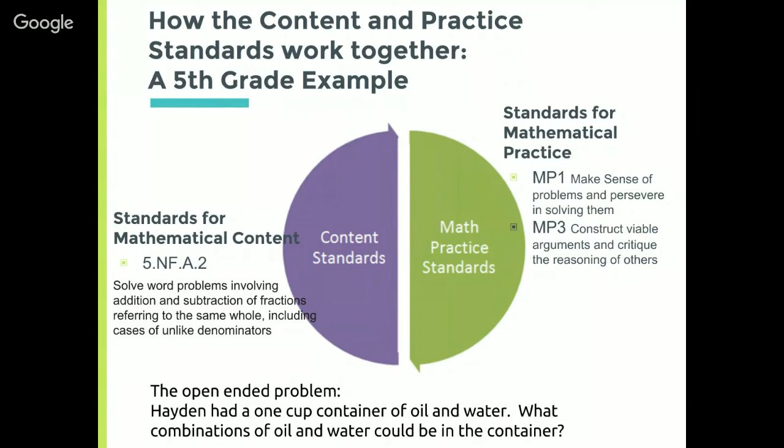So here's the problem. Hayden had a 1-cup container of oil and water. What combinations of oil and water could be in the container? This problem is going to ask students to work on solving a word problem with fractions. And you'll notice that this is an open-ended problem. That means there are lots and lots of answer solutions, even more than that problem we looked at earlier.